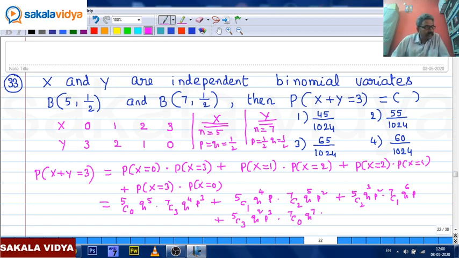X plus y is equal to 3 means, in the first binomial variate one success you need to take, the sum of the successes in both the independent variates is 3. If you take 0 success in x, 3 you need to take in y, 0 plus 3 is equal to 3, 1 plus 2 is equal to 3, 2 plus 1 is equal to 3, 3 plus 0 is equal to 3. So, that is the possibility.